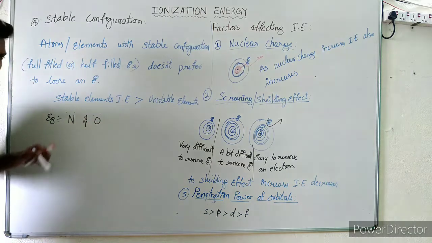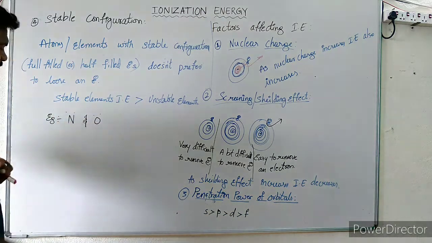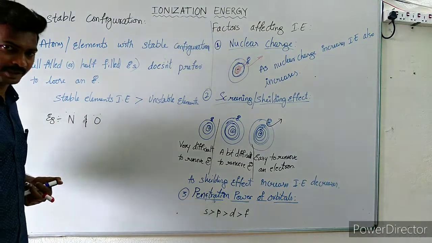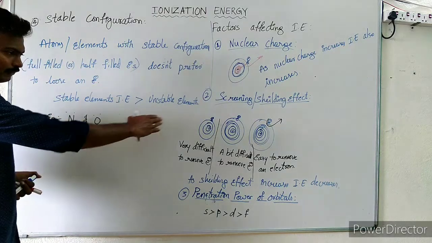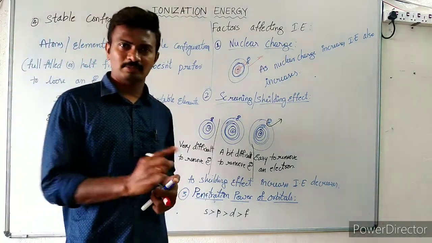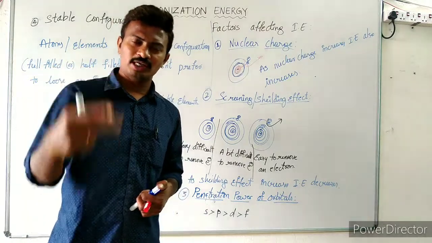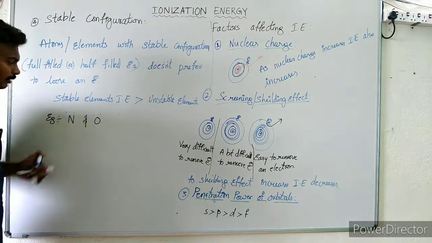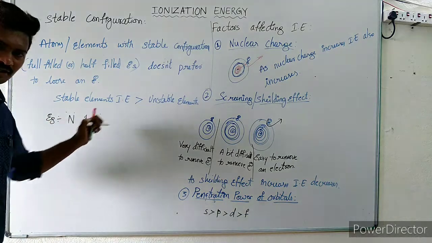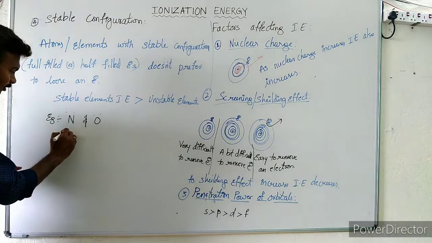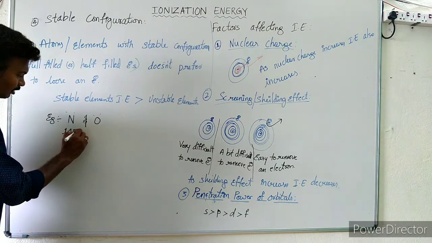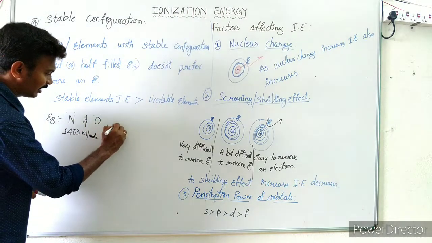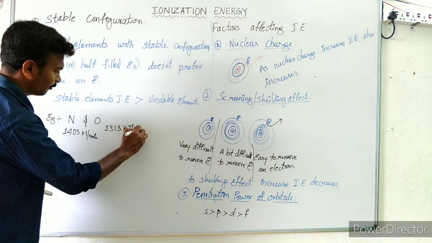and oxygen. So here, when we take nitrogen and oxygen, these two belong to the same period. As we move from left to right in a period, what happens? The nuclear charge will be increasing, so therefore the ionization energy should increase. So from nitrogen to oxygen, the ionization energy should increase. But here for nitrogen it is 1403 kilojoule per mole, whereas for oxygen it is 1313 kilojoule per mole.